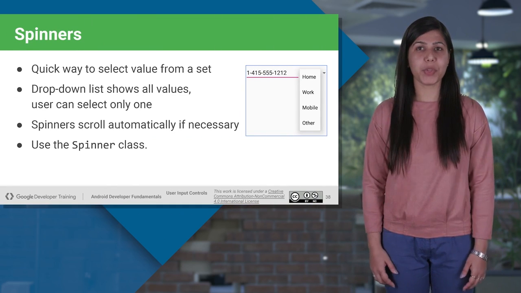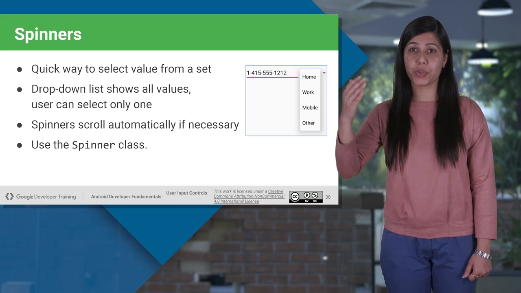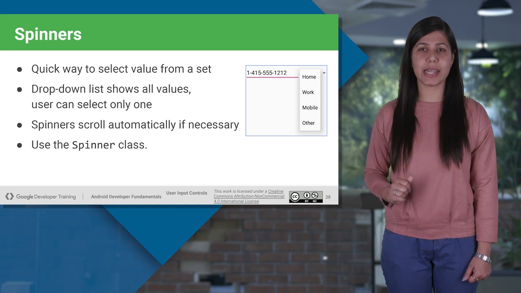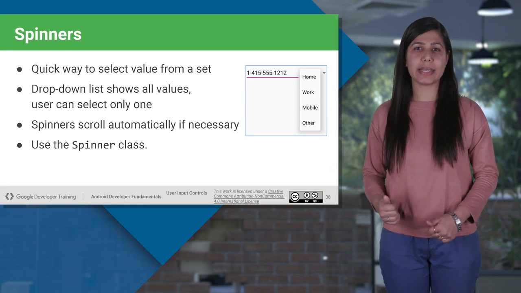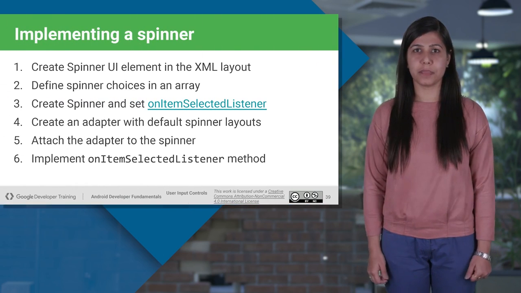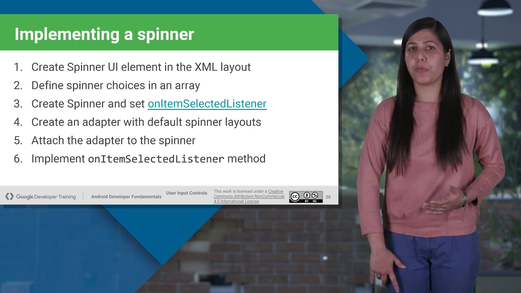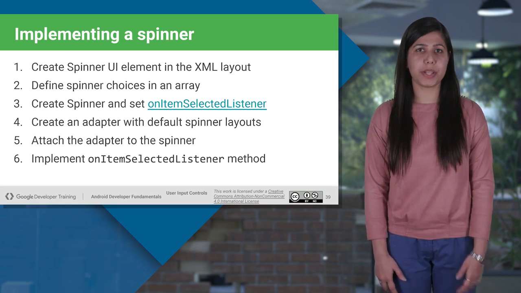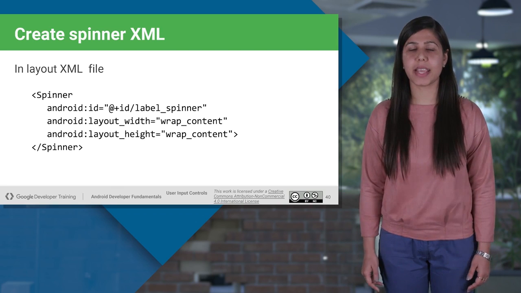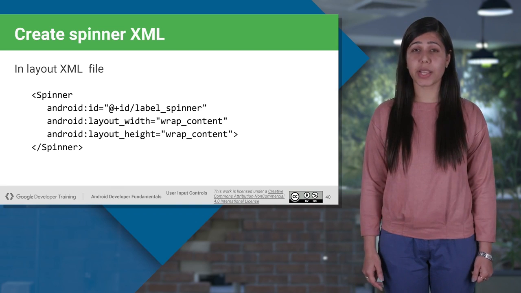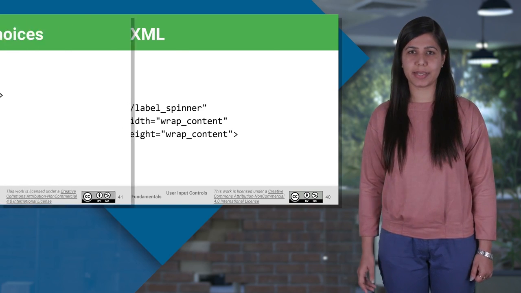Spinners. They provide you a quick way to select a value from a specific set. They give you a drop-down menu from which you can select a value. And when the list goes long, it automatically gives you a scroll view inside it. Now, how to implement a spinner? These are the steps to be followed when we are talking about implementation of a spinner. So this is step 1. Create a spinner inside your XML. In your layout XML file, define a spinner view and provide an ID to it.